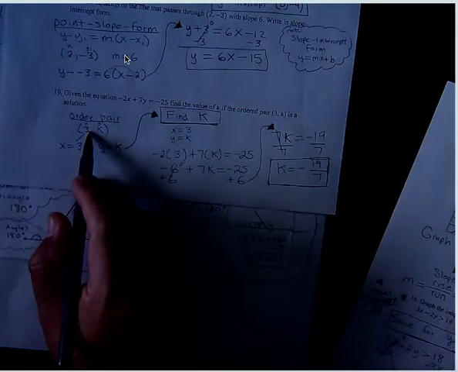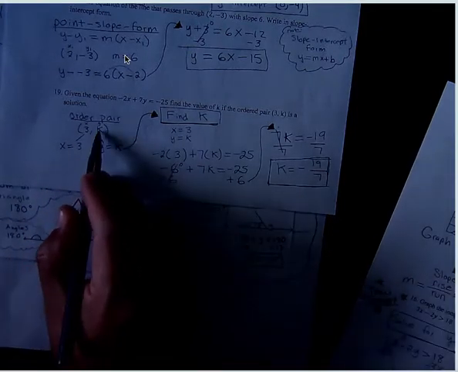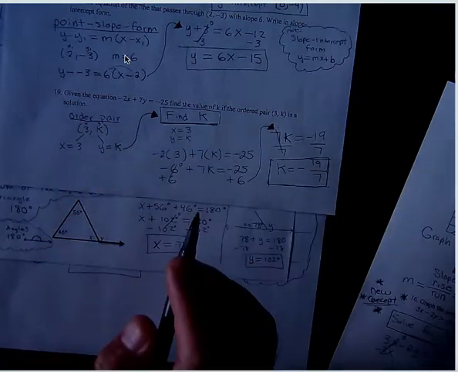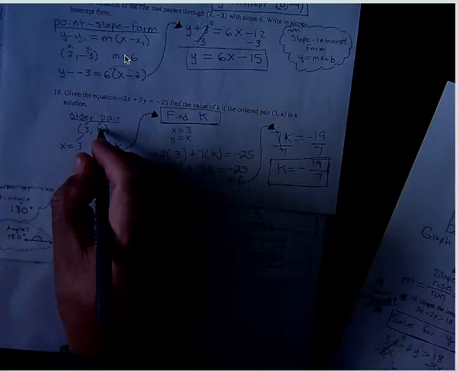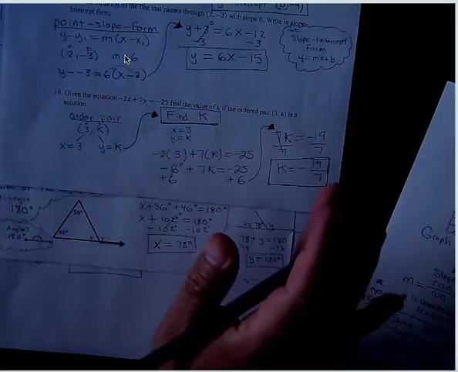That's why I wrote it here. 3 and k, that would mean the 3 would represent the x. That's why I have x equals 3. And the k will represent the y of the ordered pair. So y equals k now. They just changed the letter. Instead of a y, they're using a k. That's all. Don't get all scared.